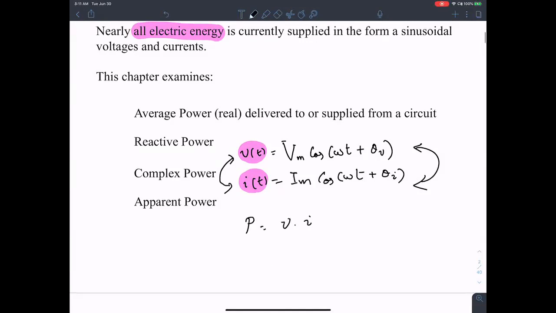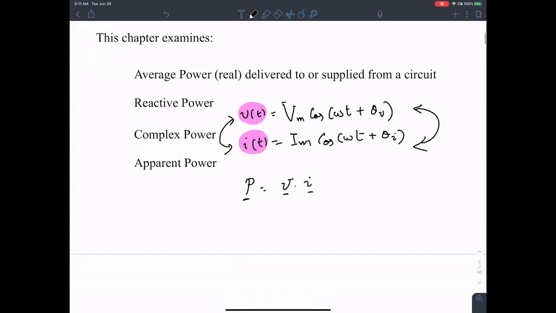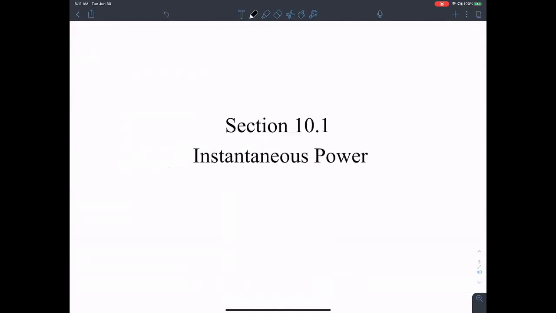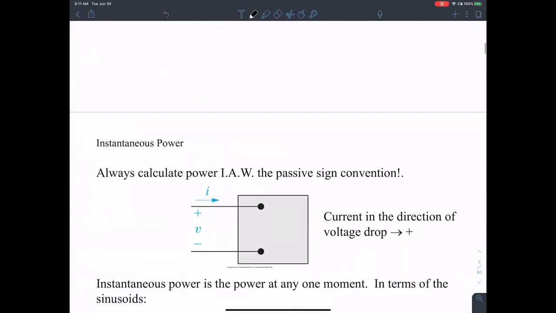So this chapter is all about sinusoid power, which is the product of sinusoid voltage and sinusoidal current. We are going to look at average power, reactive power, complex power, and apparent power. Like I mentioned, the product of these two provides us with three terms. Let's start by looking at the instantaneous power at any given instant of time.